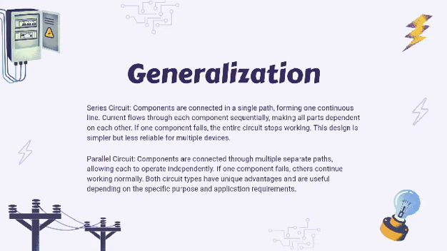In summary, a series circuit has a single path for electricity, causing all components to depend on one another. On the other hand, a parallel circuit has multiple paths, allowing devices to continue working even if one component fails. Both types of circuits are useful depending on their purpose and application.